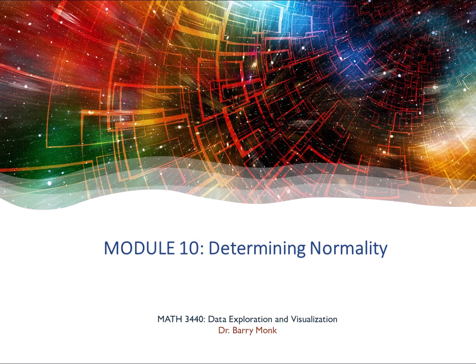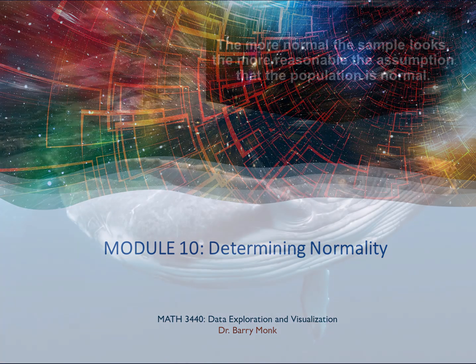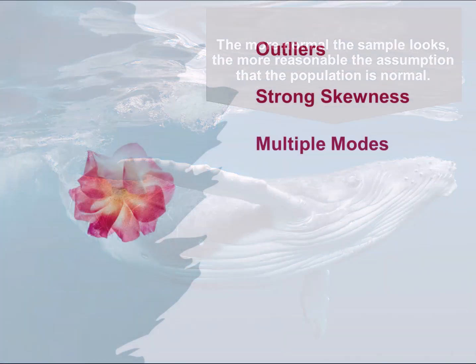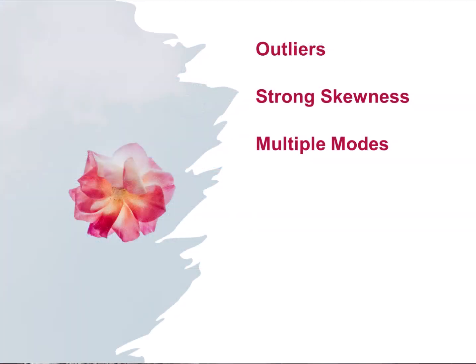In this lesson, we discuss some approaches to determining how to make an appropriate assumption about whether a population is normal. Basically, it comes down to this. The more normal the sample looks, the more reasonable the assumption is that the population from which it was drawn is normal. So if we see things like outliers, strong skewness, or multiple modes in the sample, then those things might also appear in the population, meaning that it's probably not normal.